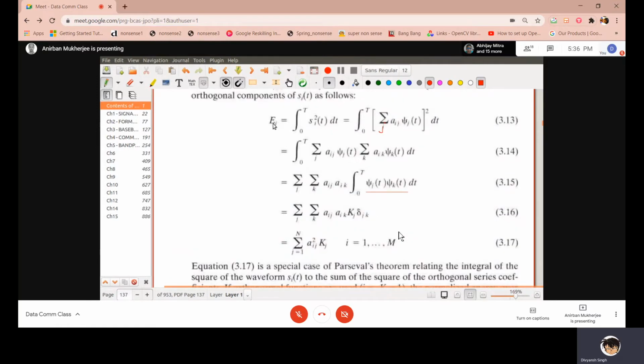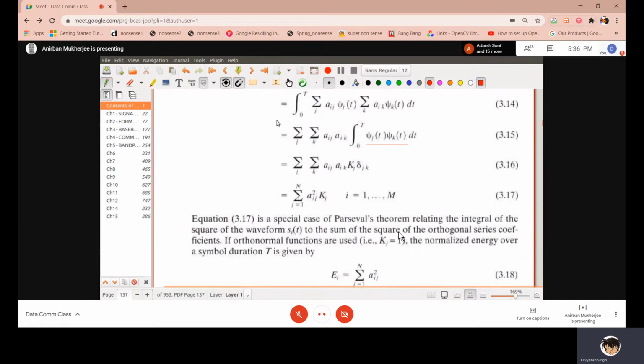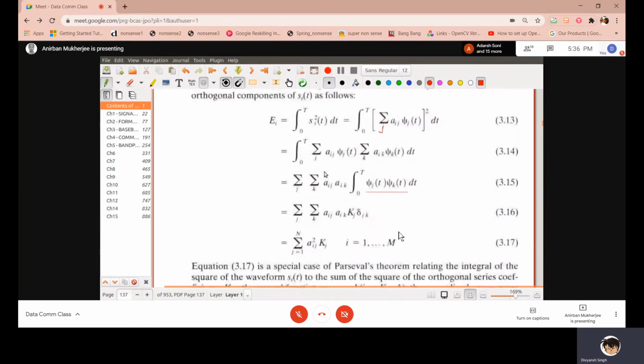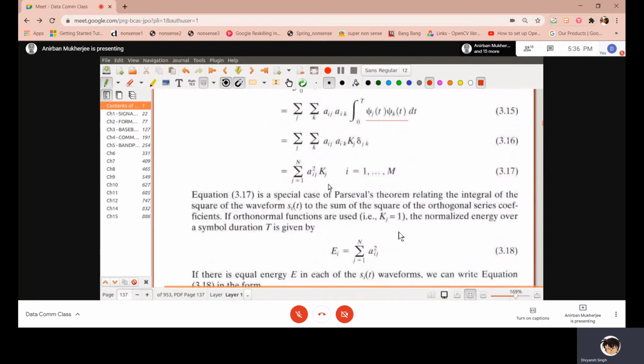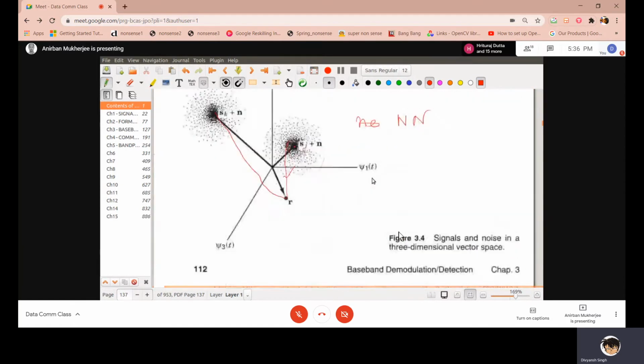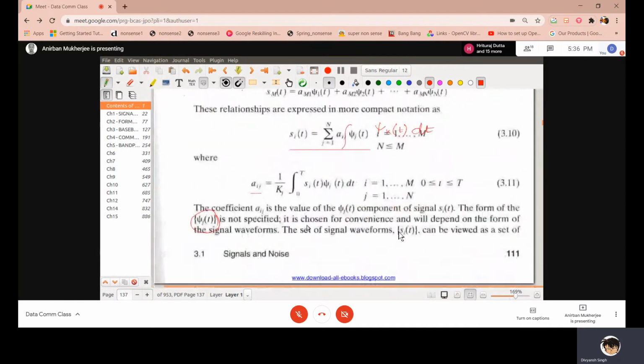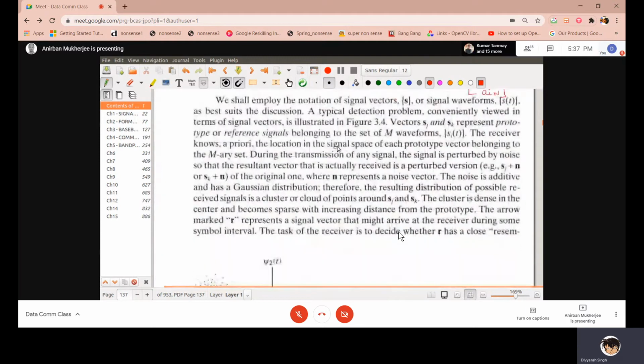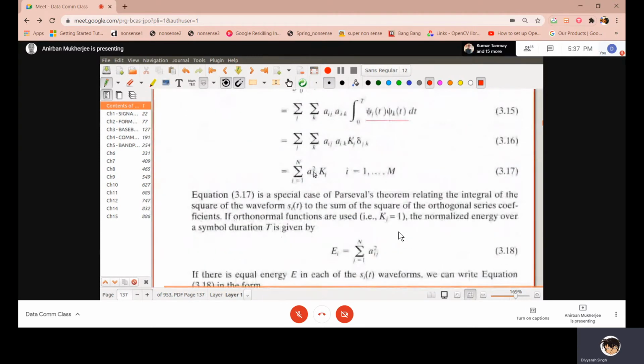You see that this is some sort of a Parseval theorem. Here the energy is individual aij squared with some kj term. That means the integral square of the waveform is equal to the sum of the squares of the orthogonal series coefficients. These aij are the orthogonal series coefficients. So basically your total energy is the sum of aij squared, times the kj term.